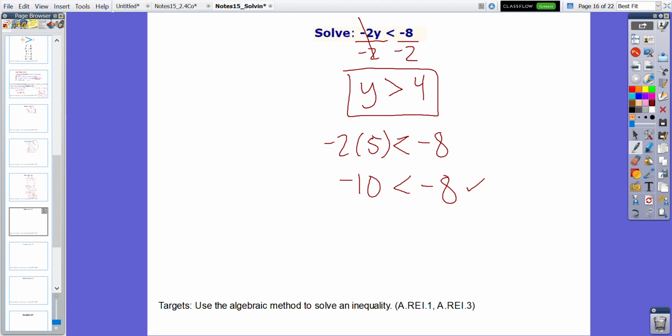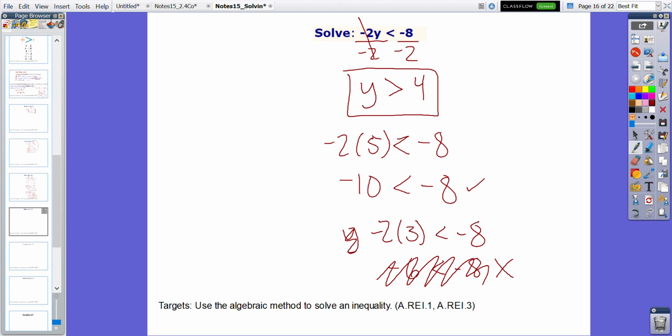Let's pick a value that doesn't make this true. Let's say we pick y is equal to 3. So let's say we pick -2 times 3 is less than -8. So -2 times 3 is -6. -6 less than -8, that's not true. Okay, so this is not a true inequality. Okay, so when we talk about less than, we're talking about comparing one number farther to the left on the number line than compared to the right. So that's why we need to switch our sign on these inequalities.